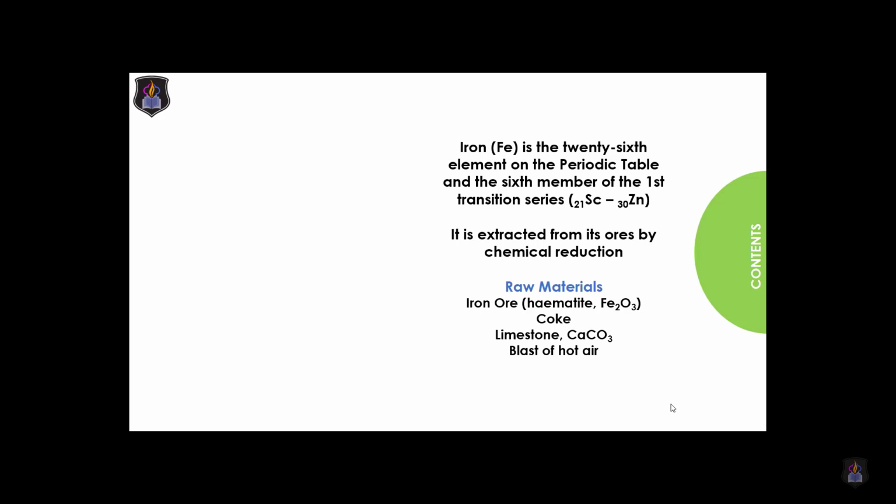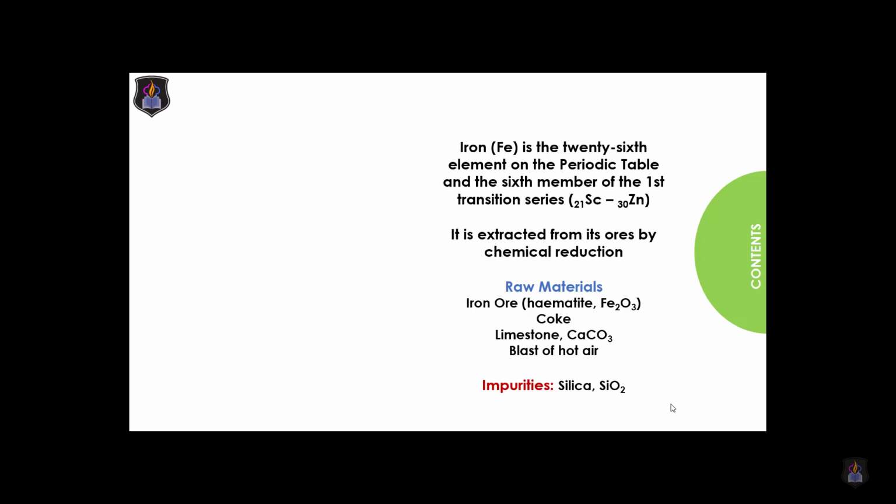The commonly used ore is hematite, which contains iron(III) oxide. It is always used because of its high iron content. The coke serves a dual purpose of acting as a source of fuel and reducing agent. The blast of hot air is used for the combustion of the coke. The limestone is used for removing the impurities.